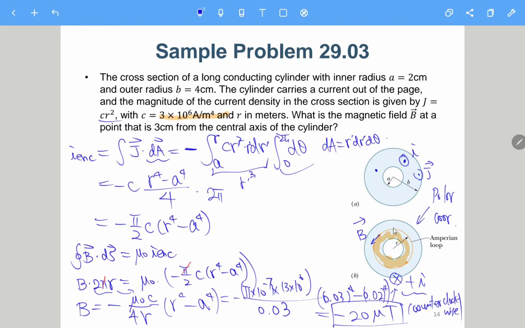So as I mentioned, if you feel confused whether you should define the Ampere loop clockwise or counterclockwise, if you define the Ampere loop in the counterclockwise way, the positive side will be pointing out of the page, which is actually the same as this one. So we will have a positive sign here. So the final answer will also be a positive sign, and in this case we still get the B field to be counterclockwise.